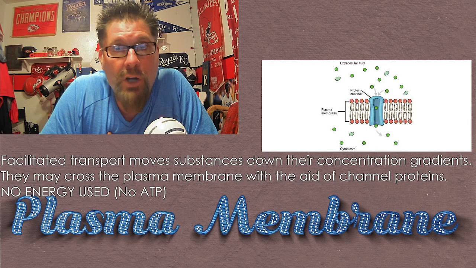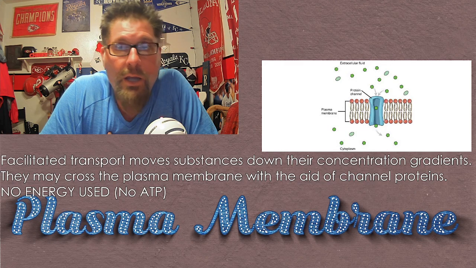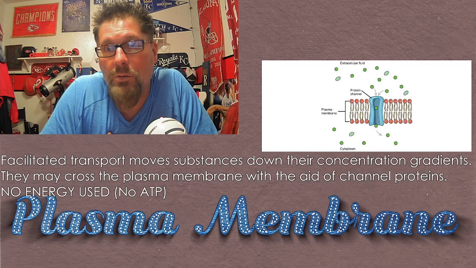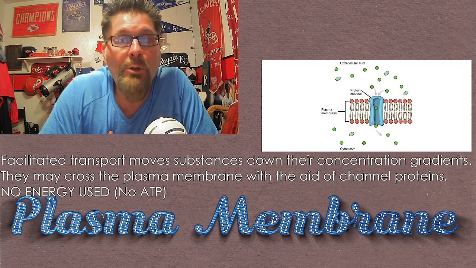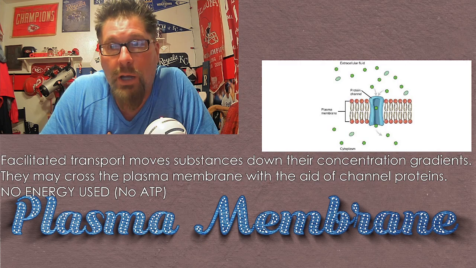So passive transport, diffusion, facilitated diffusion are all trying to do the same thing, balance out the amounts. If we've got 20 on the outside and 10 on the inside, that's a total of 30. So we're going to try to move things around to where we get 15 on each side.